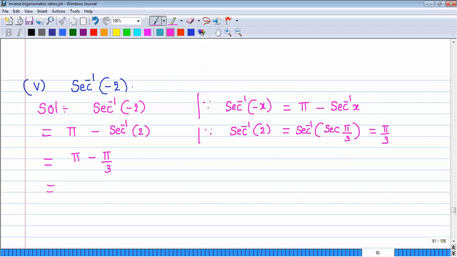What is the answer? 2 pi by 3. Yes. LCM 3, 3 pi minus pi. This is 2 pi by 3. Right.